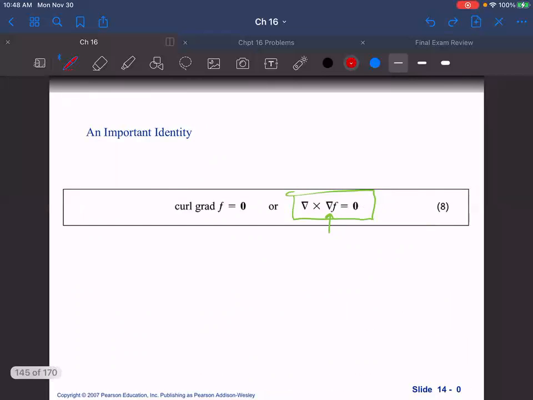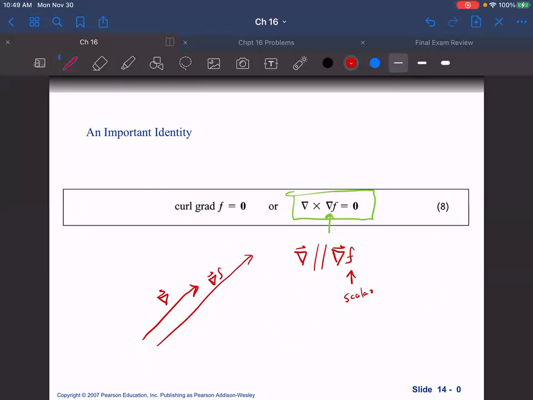The next one is a big one, other than just adding up the curls around all the edges. This one tells us that the cross product of del with the gradient of a scalar field is going to be 0. If you think about it, del, which we're treating as a vector, is parallel to del f, because f is a scalar. Abstractly, this is del times some scalar; it's just lengthened or shortened.